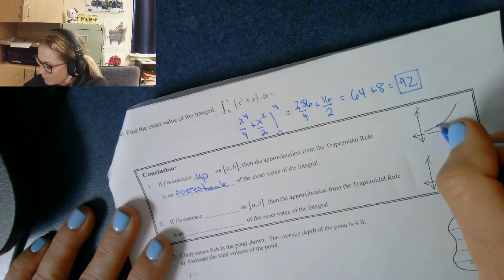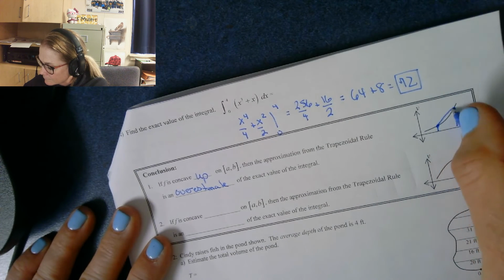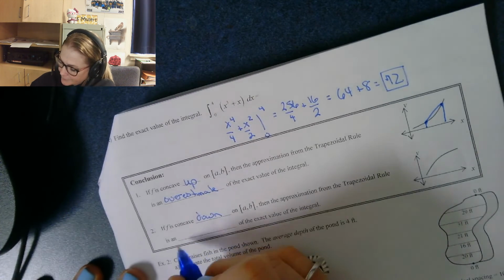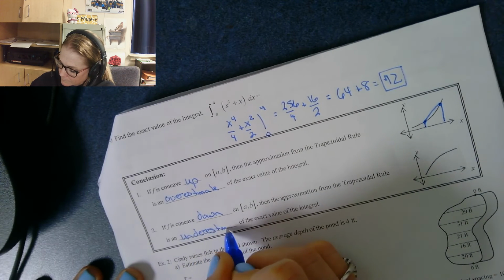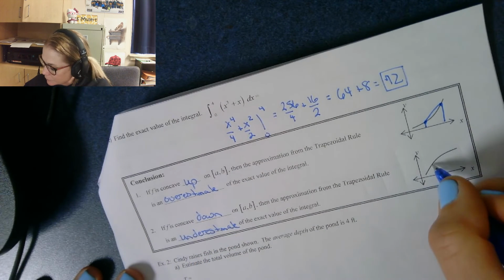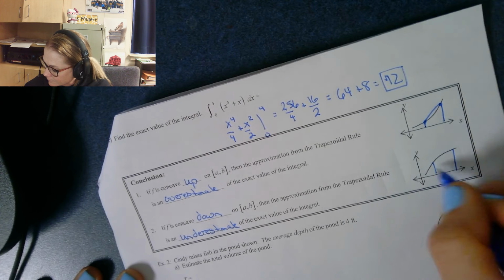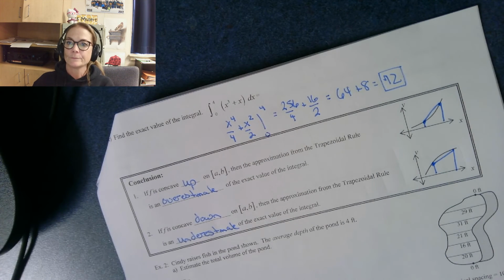Okay, so let's just draw a big trapezoid here. If we're concave down, then it's an underestimate. Let's just do a big trapezoid here. Okay, and that's just a little visual for you.